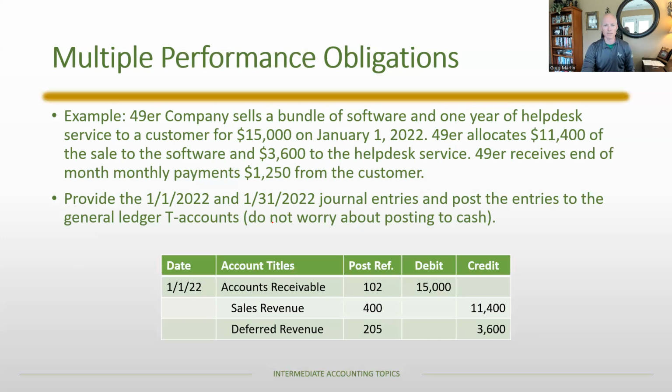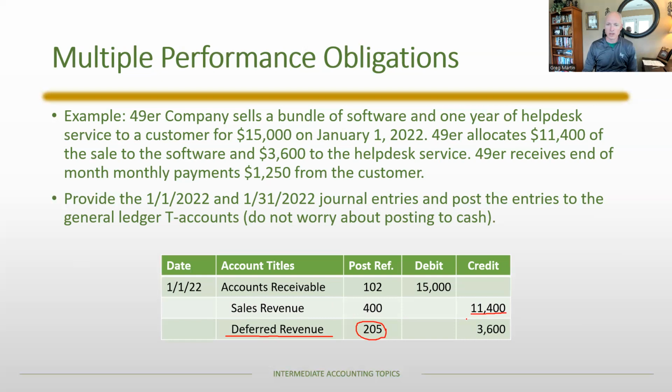And so if we make this sale, the customer owes me $15,000 for the sale. A portion of that is allocated to the software, $11,400. The rest is allocated to help desk service, but the key is the software has been delivered, that performance obligation is done, but I have not yet provided the service. And so there is this element of deferred revenue. If you remember all the way back to chapter 2, deferred revenue is a liability.